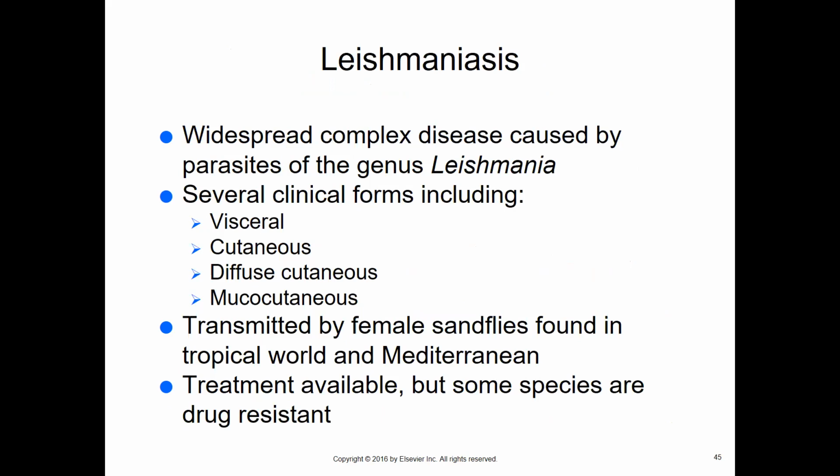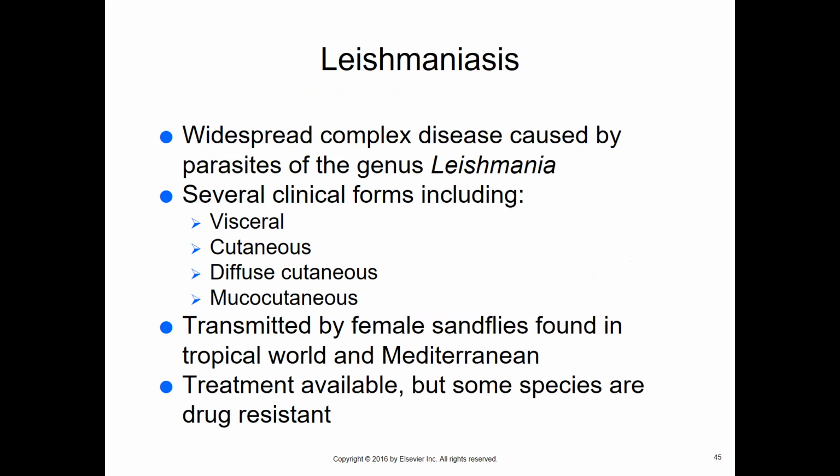Leishmaniasis, this is a widespread complex disease caused by protozoan parasites of the genus Leishmania. About 20 different species are involved. It can appear in different ways, different clinical forms. So we have visceral leishmaniasis. This is a serious form and it can be fatal.